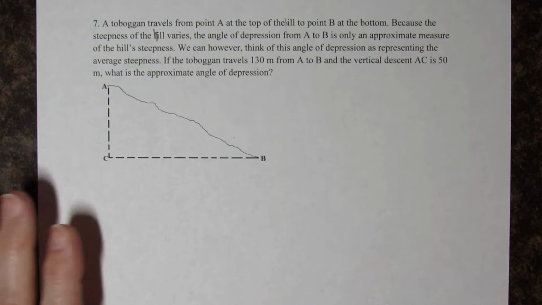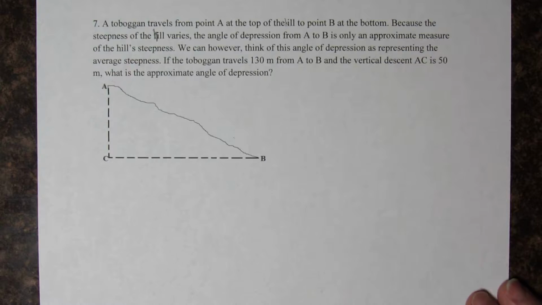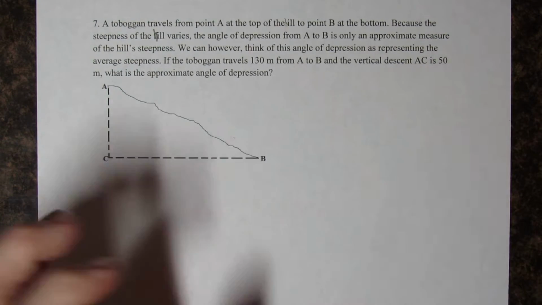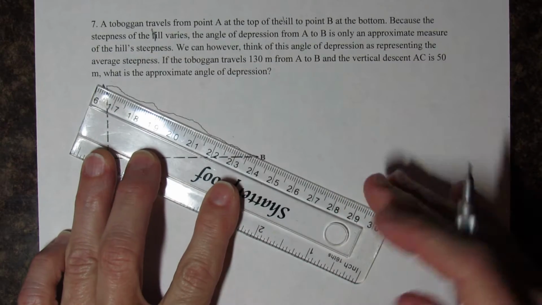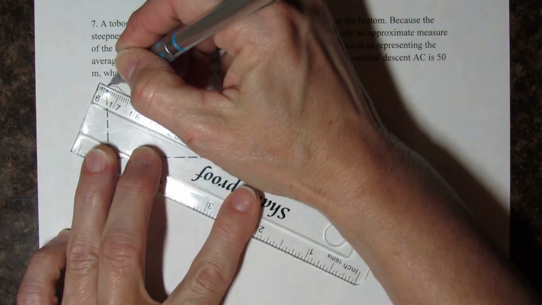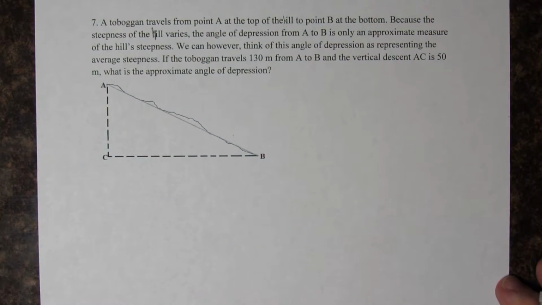If the toboggan travels 130 meters from A to B and the vertical descent AC is 50 meters, what is the approximate angle of depression? So basically, you're just saying, well, imagine that this hill is really just a perfect triangle. And you can get a good estimate for the angle of depression.